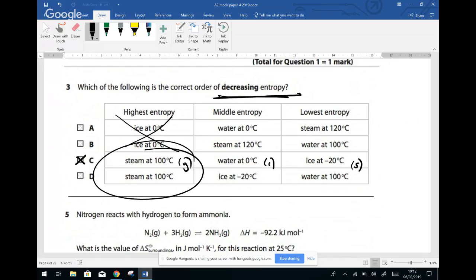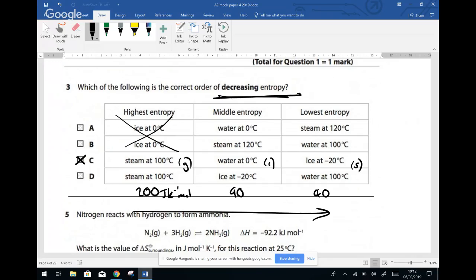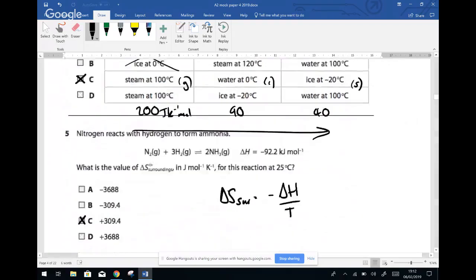And just a nice thing to chuck out there, it's always nice to have numbers in your head. Gases tend to be in the order of 200 joules per Kelvin per mole in terms of entropy. Liquids tend to be around the 90, 100 marks. Solids tend to be around the 40s. So we are losing chaos. So C is the right answer.